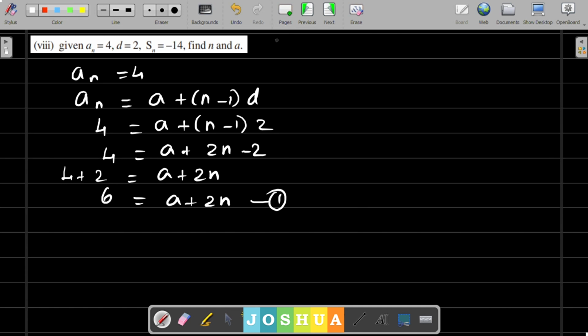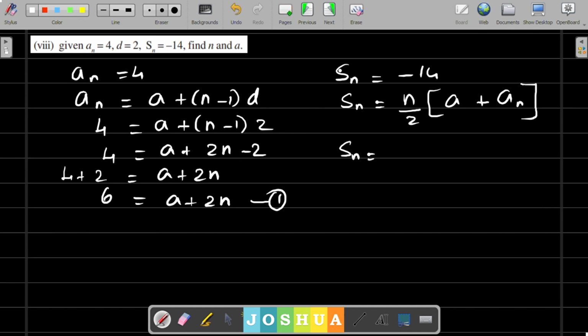Now the second one, I have the expression Sn equal to minus 14. Now write the values side by side. What is the formula for Sn? Sn equal to n upon 2 times (a plus an) is possible. Or I can use another formula: Sn equal to n by 2 times (2a plus (n minus 1) times d). So this is also possible.